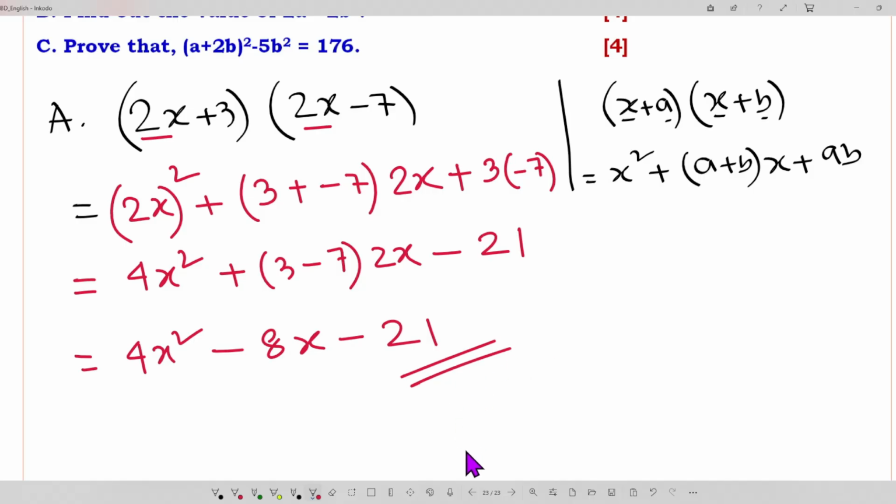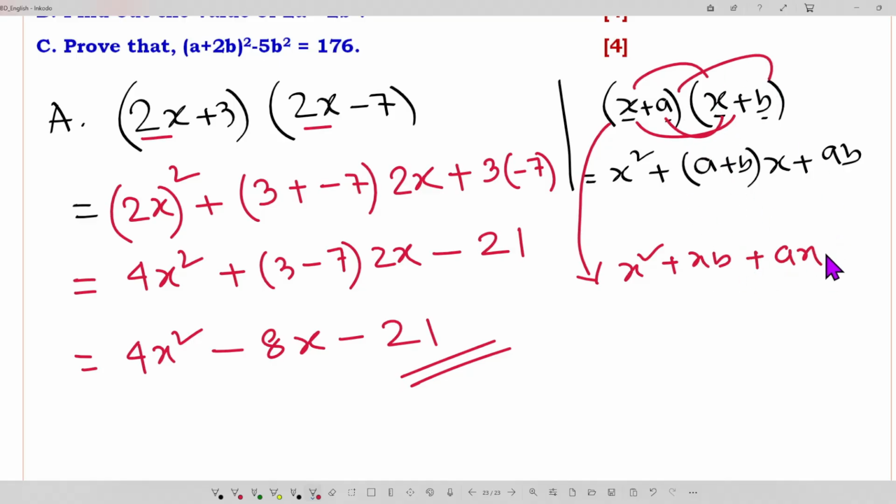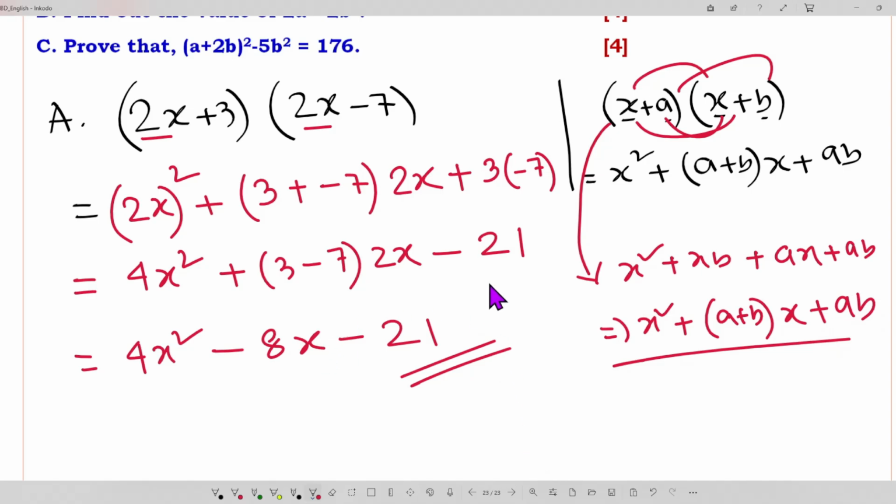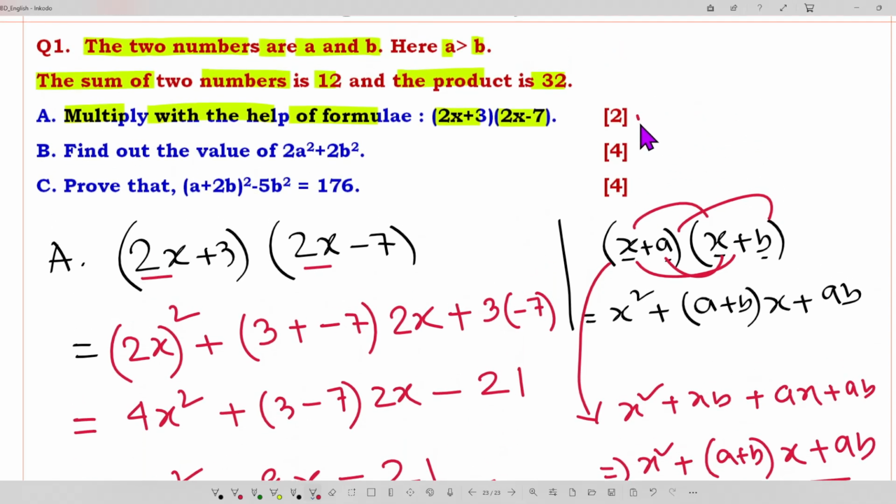This is our result. So we have to know this one. Now look, what is the easiest way? If you forget this rule, x times x is x square, then x times b is xb plus ax, and then plus ab. Now look, here is x square plus, we can take x common, so here will be a plus b times x, and ab. Very simple. So if you do this one, you will get 2 marks, right?